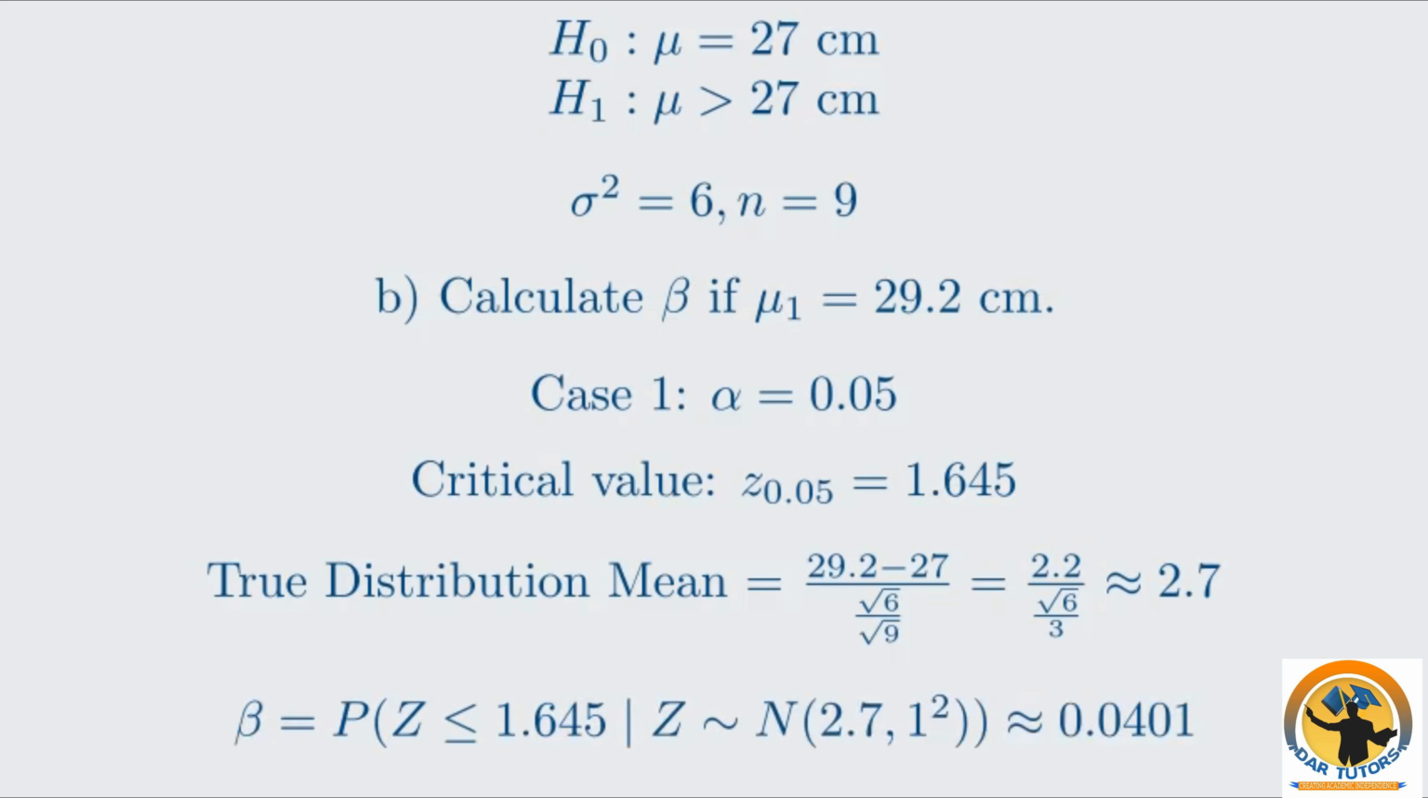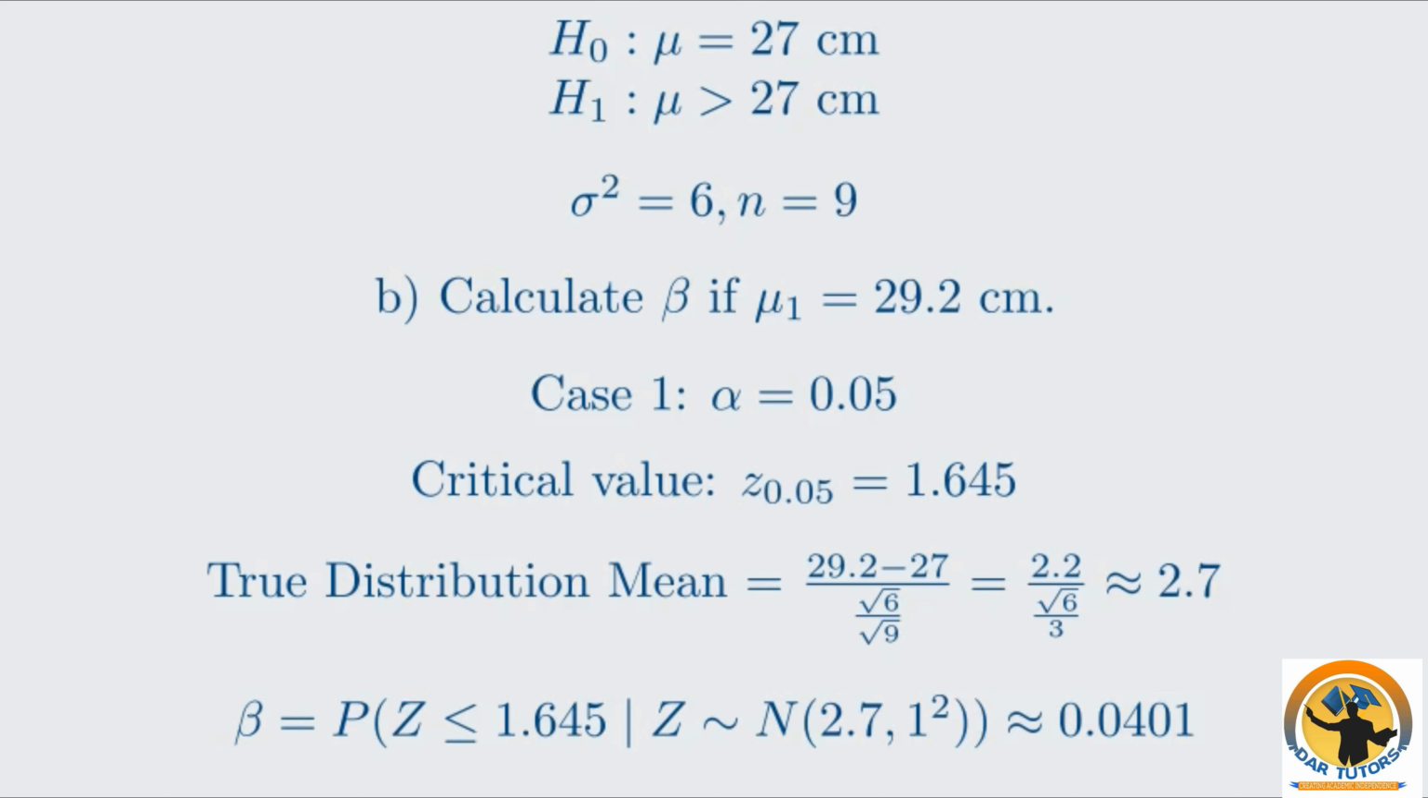Now for beta. We retain H0 if z is less than or equal to our critical value, 1.645. So, beta is the probability that z is less than or equal to 1.645, given that the true mean is 2.7. Using a calculator, this probability is 0.0401. So, for alpha 0.05, beta is about 4%.